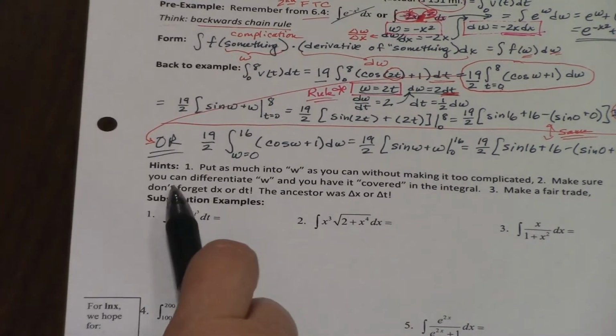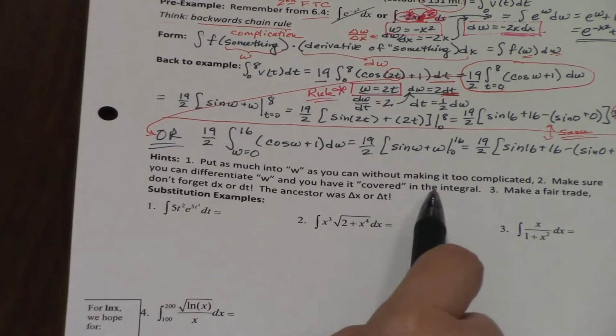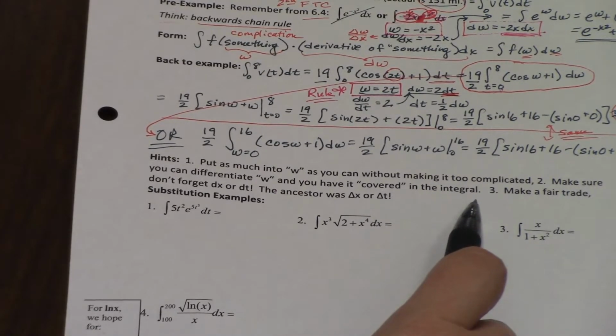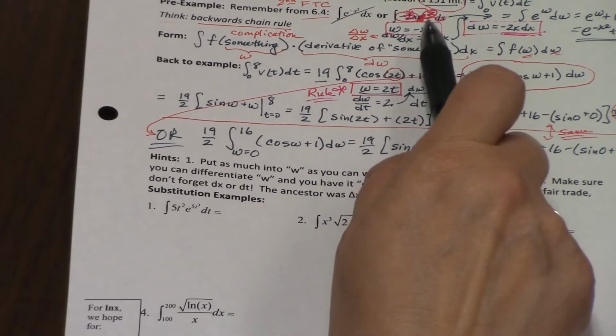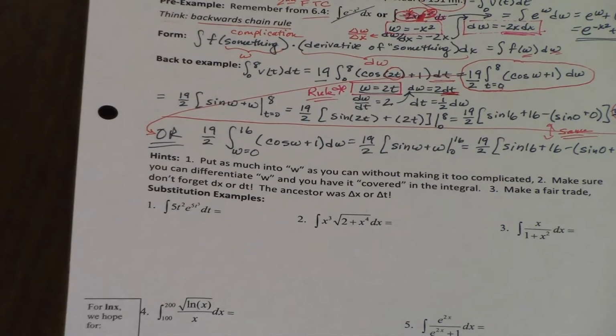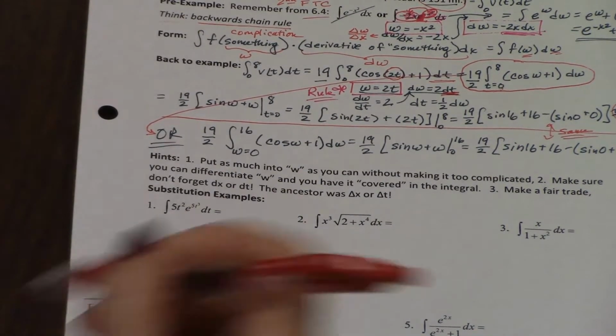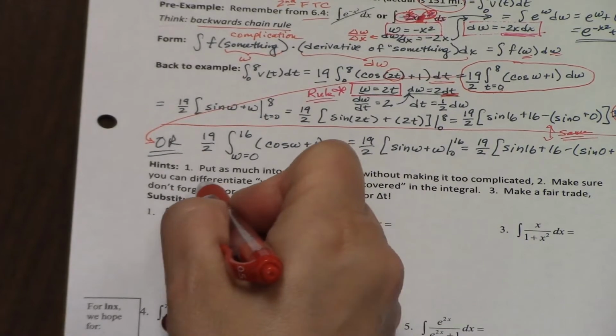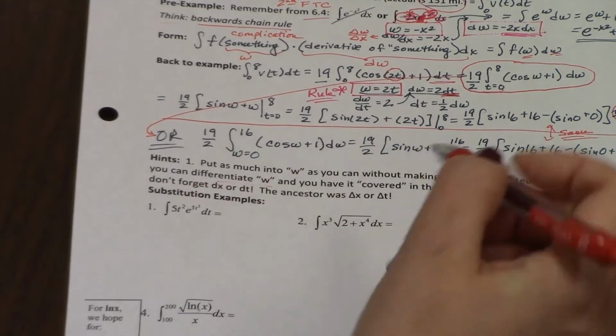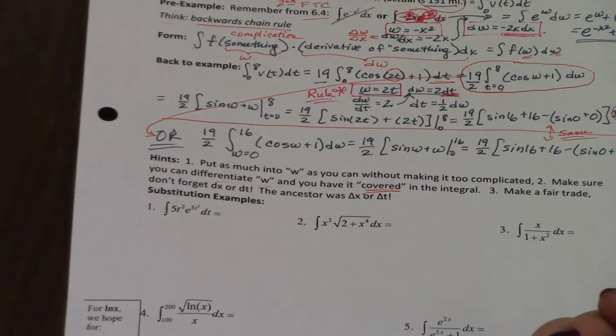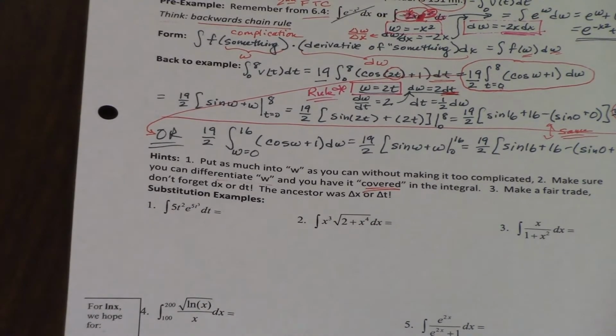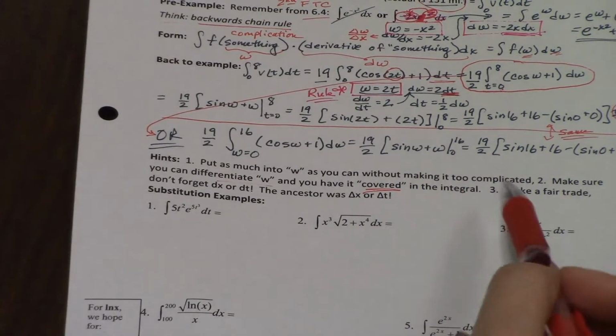Number 2, make sure you can differentiate W and you have it covered in the integral. Up above, when we had W is equal to negative x squared, we knew the derivative was sitting there. So you'll get used to seeing that as well. We've got to have the derivative of W covered in the integral. It's got to be sitting there. Again, it's like taking the chain rule, and it's the result of the chain rule. Everything has to be there so you can repackage it back up into the original function.